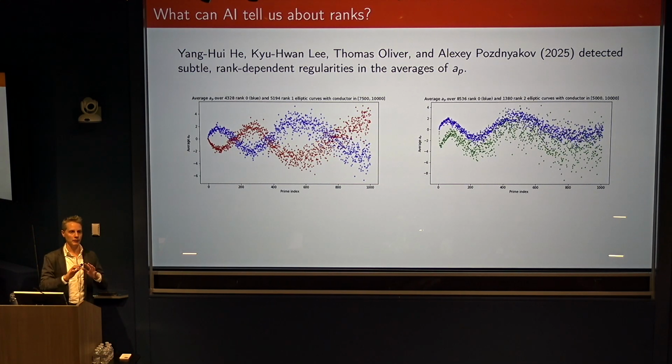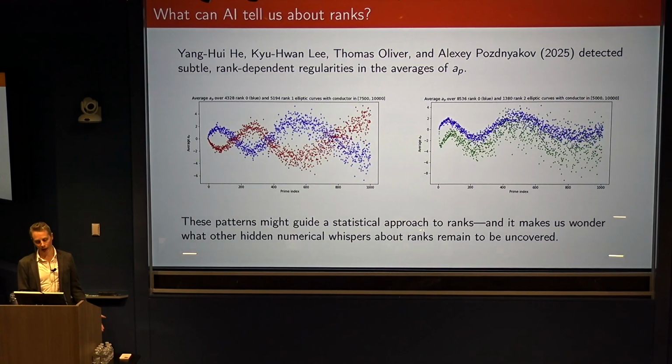And so there was something that we were missing in the average behavior of APs that was discovered by AI. These patterns might suggest or guide a statistical approach to ranks. It makes us wonder what other hidden numerical whispers about ranks remain to be uncovered, buried in the L-functions. I don't know. This is a very active area of research, very exciting, and I hope that more will emerge from it.